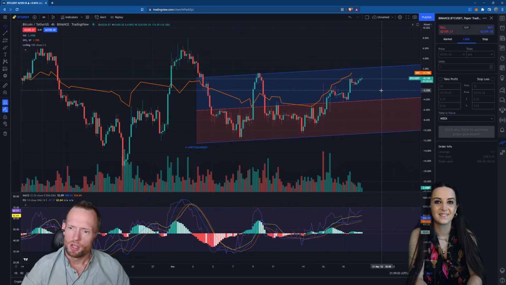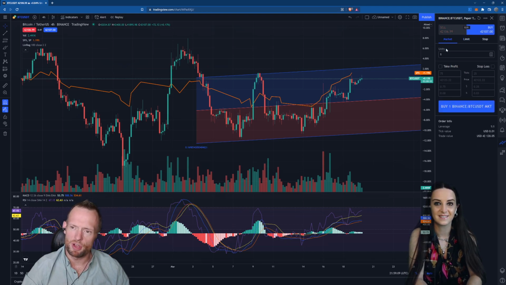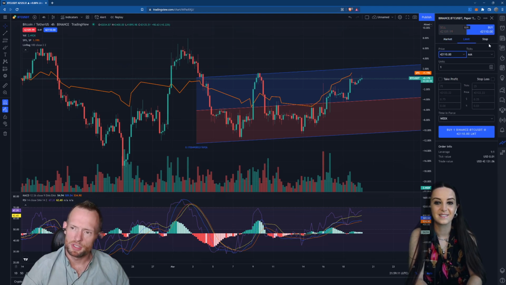So let's take a look. So if I think the price of Bitcoin right now is going to uptrend, I can create a buy order here on the right hand side, and I have the options of doing markets, limits, and stop limit orders. So let's say I think the price of Bitcoin is going to keep uptrending, and I think that I want to buy a little bit under the current price at 42,100.